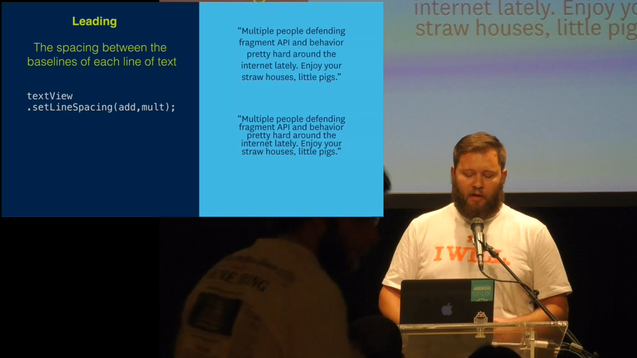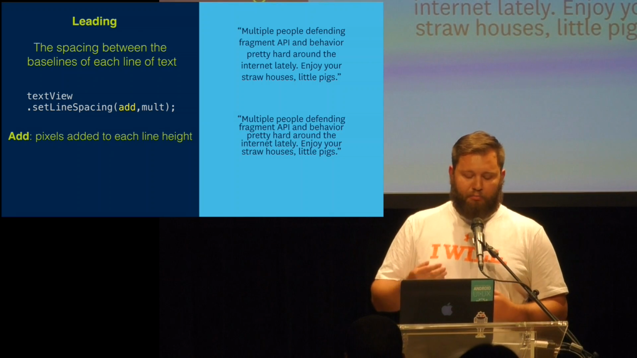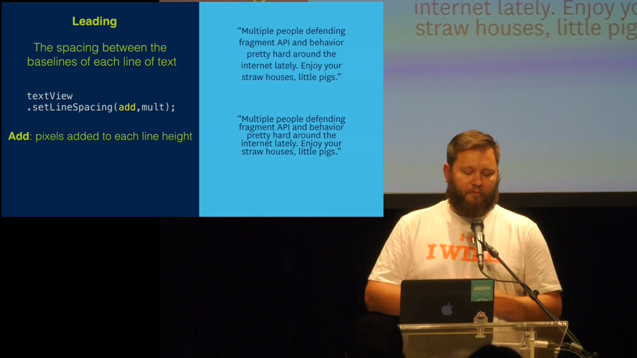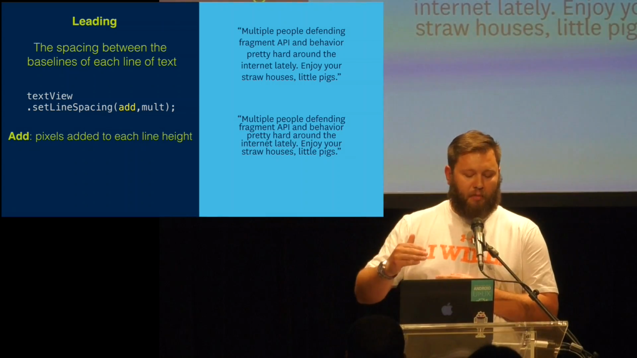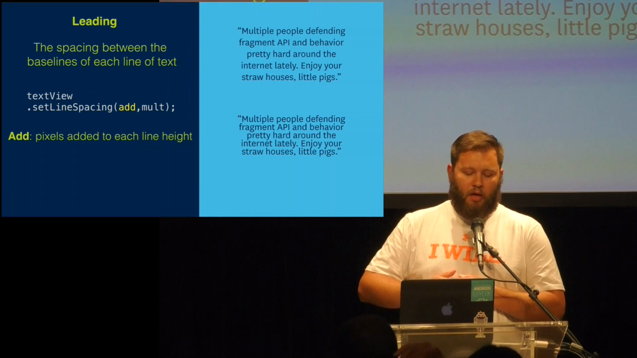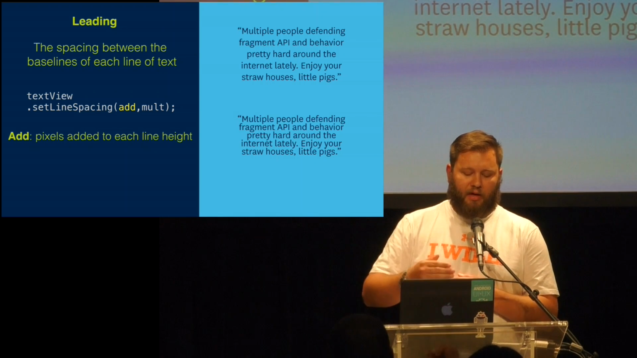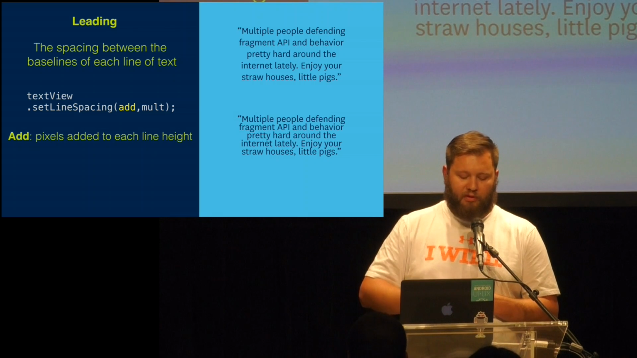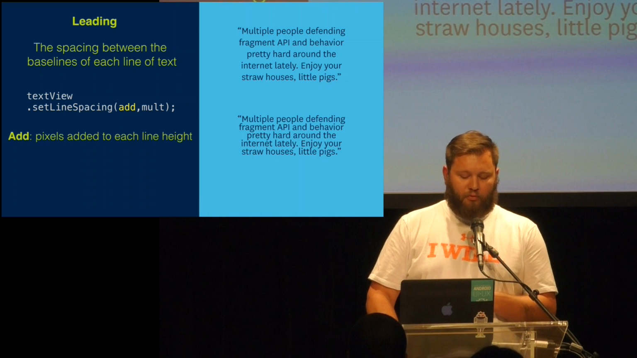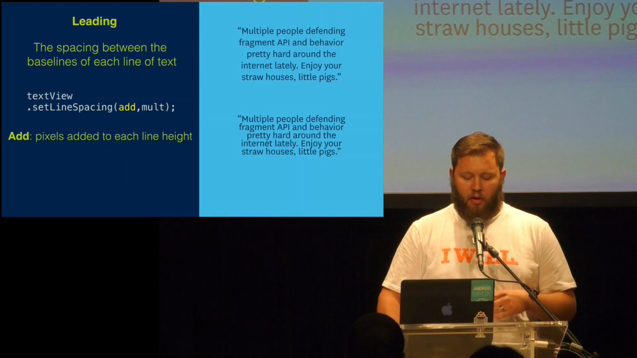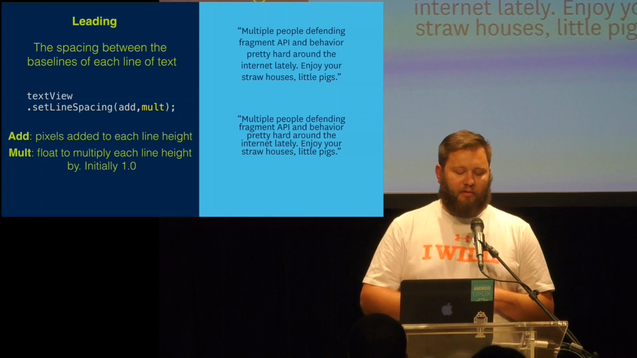So add itself is basically adding pixels to each line height for a text view. So if you want to add more leading, which is the distance between each line, you can add a stock amount of pixels to the bottom of each line and more or less get that gap that you see between these two examples that we have. Now you also have the other one, which is mult, a float multiplier for the line height.